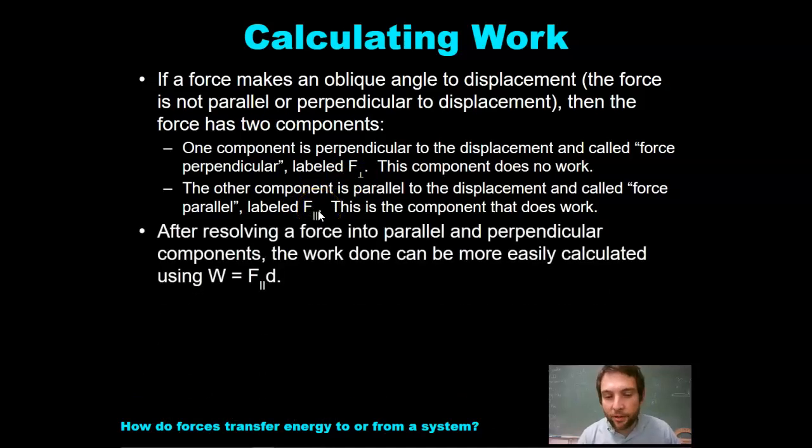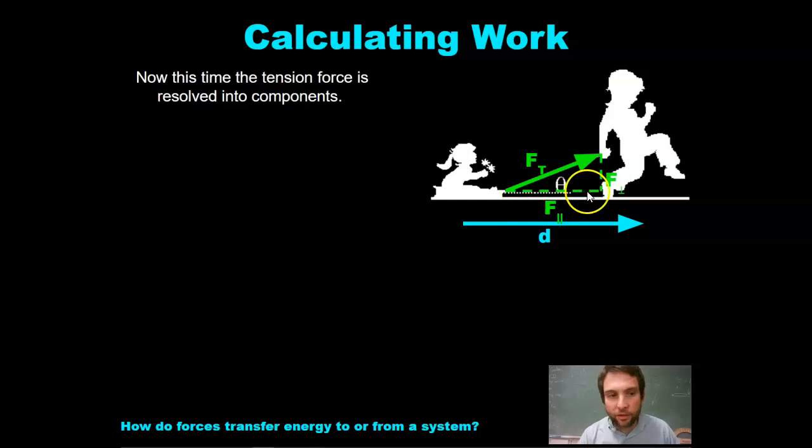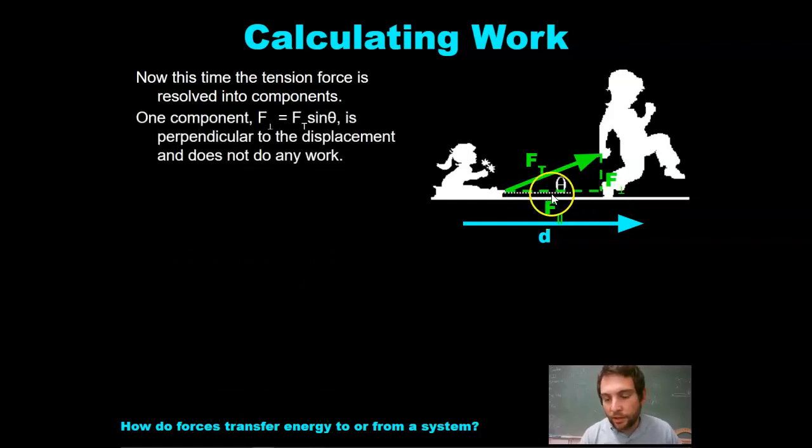After resolving a force into parallel and perpendicular components, the work done can more easily be calculated using W equals the parallel force times displacement. So when we resolve this into components, we have the perpendicular component and the parallel component. Notice how the parallel component is parallel to the displacement. That means this piece of the triangle, this adjacent side of the triangle, is what we would multiply the distance by. This side of the triangle, the opposite side, would be the perpendicular, F_T sine theta.